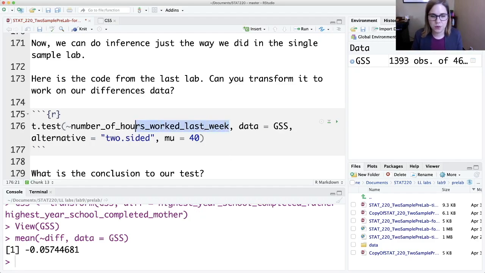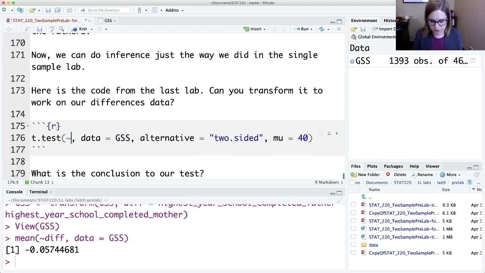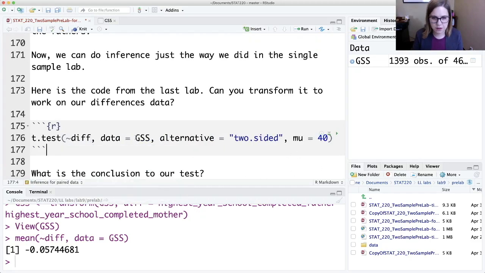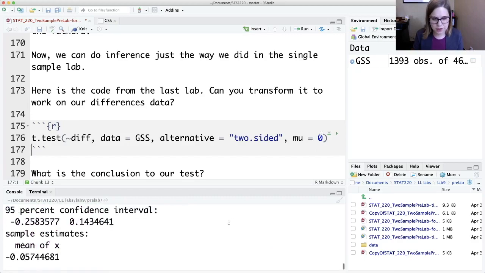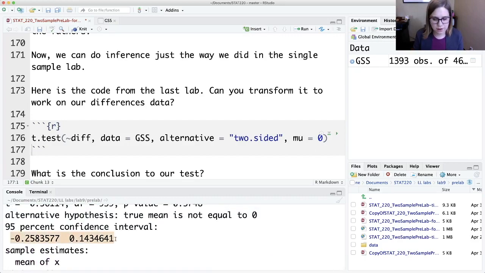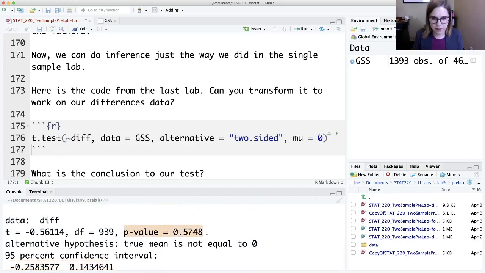All right, so what we need to do is substitute this variable and change that to diff. My data is still GSS. My alternative hypothesis I'm going to leave as two-sided. And then I need to figure out what my null value is for mu. And in this case, it's going to be 0. So I can control enter. I've got my 95% confidence interval, and I've also got my p-value.